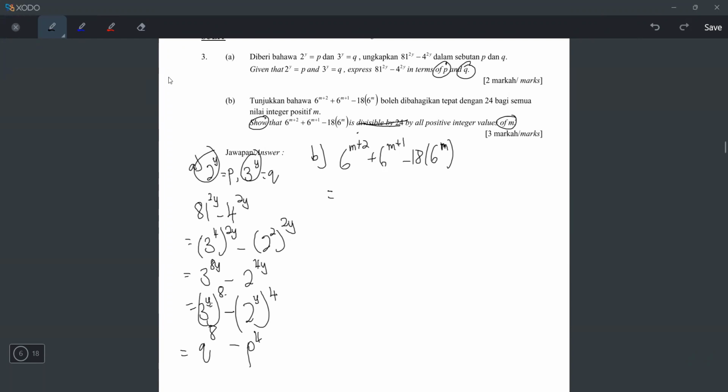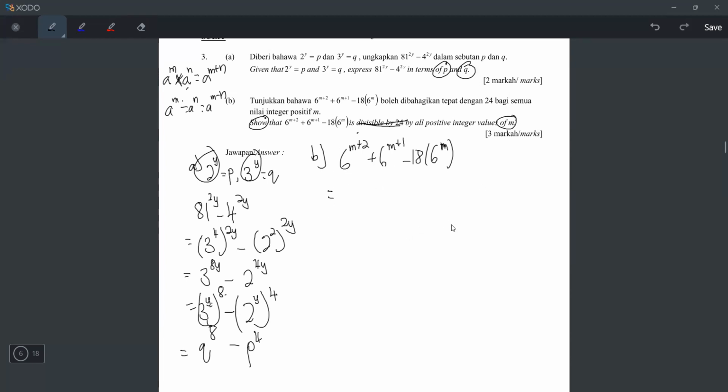But in the indices formula, you know that if I have a power m times a power n, I can merge them together and become a power m plus n. But what if it's a divide? A power m divide a power n, then it will be a power m minus n. But what if in the middle is plus, like this? Can you combine? Cannot. You cannot combine. So for this type of question, you have to use the other method, which is you have to break everything. You have to split everything and then wrap it up. That's how I teach in the class also.